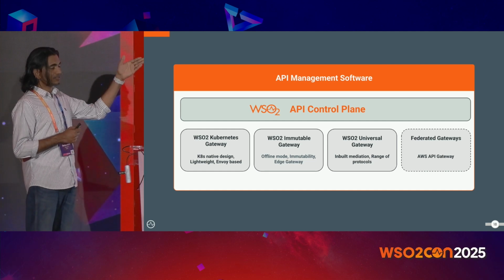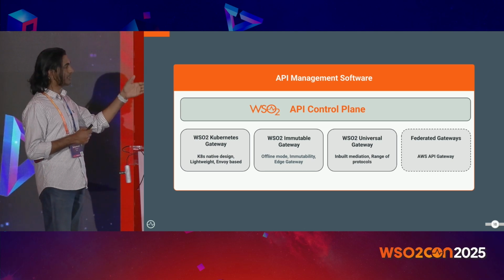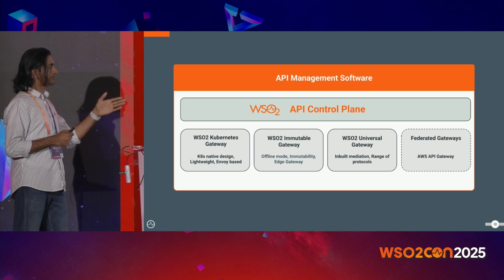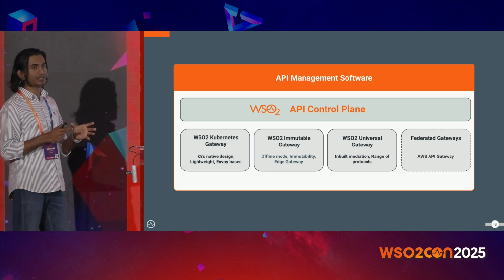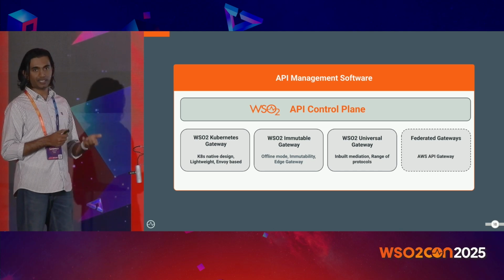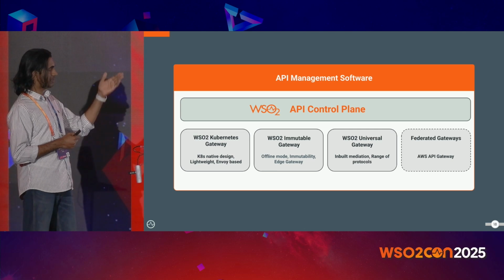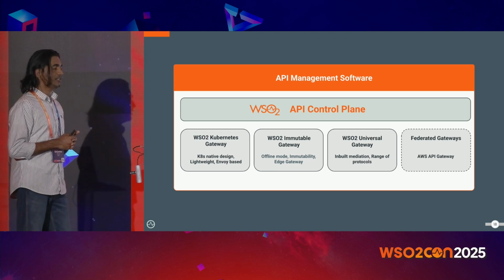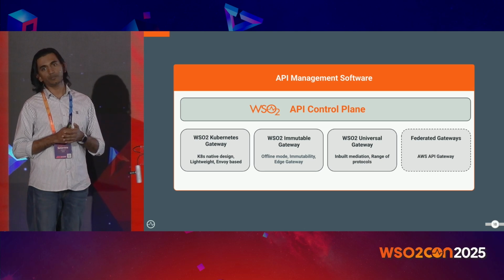Then some of our customers are using WSO2 micro gateway, which is Ballerina-based API gateway. It's specifically designed to run in isolation mode or in an immutable fashion. Some customers use that as an edge gateway, and some use that as a sidecar gateway as well. We call it WSO2 micro gateway. From this release onward, we call it immutable gateway.